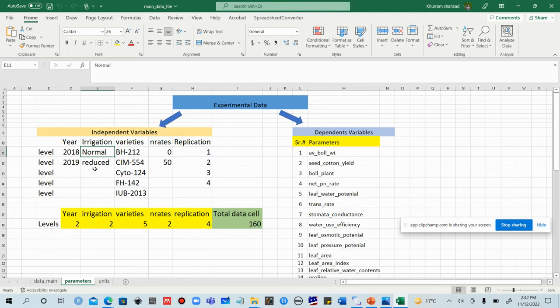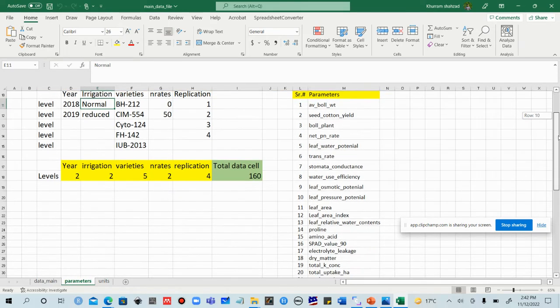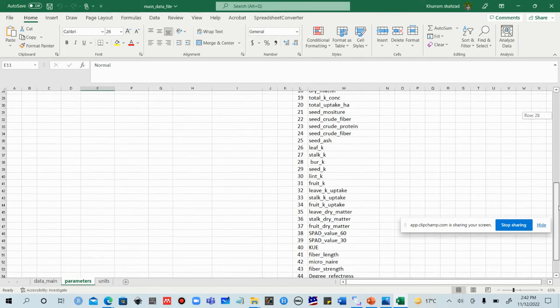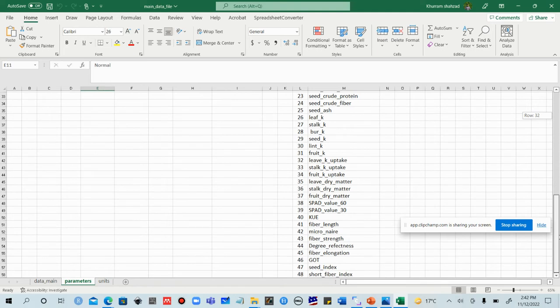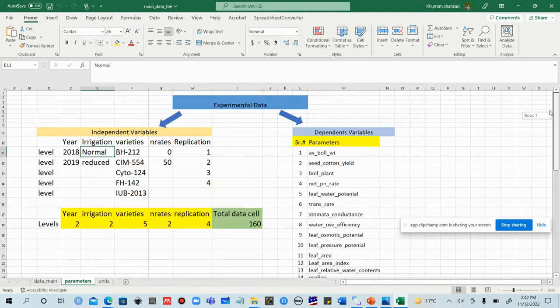So these are the independent variables. When I made the list of parameters he measured, you can see average boll weight, seed cotton yield, and so on. His measured parameters were 48 parameters. So this is the whole summary of his data. You have seen that previously he had three data sets and many multiple sheets. Now we present all independent variables and dependent variables in one sheet.